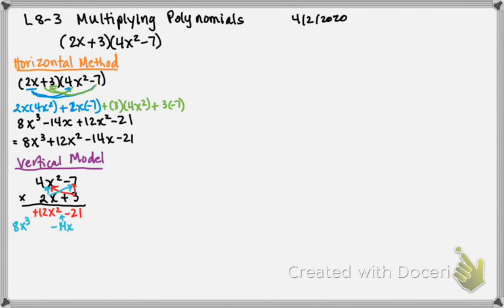So then I just add up any like terms, which in this case I didn't have any. I didn't have any numbers that were in the same columns. And I ended up with 8x cubed plus 12x squared minus 14x minus 21.